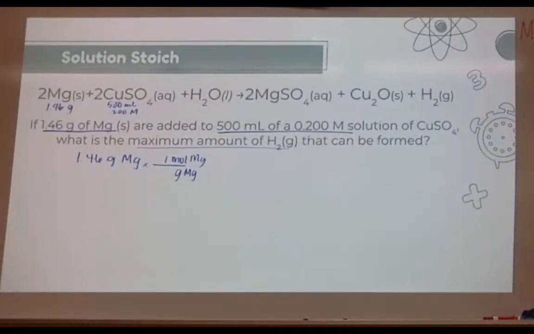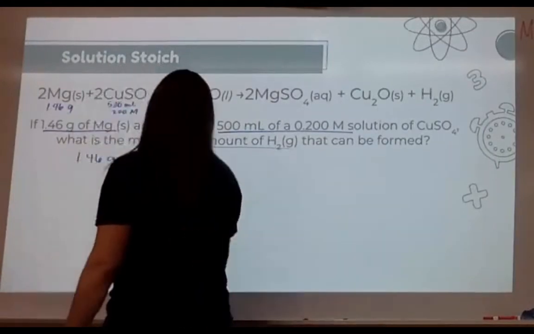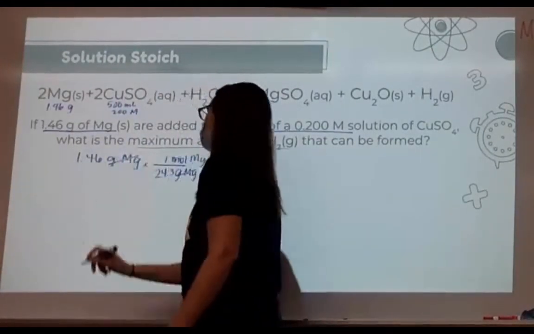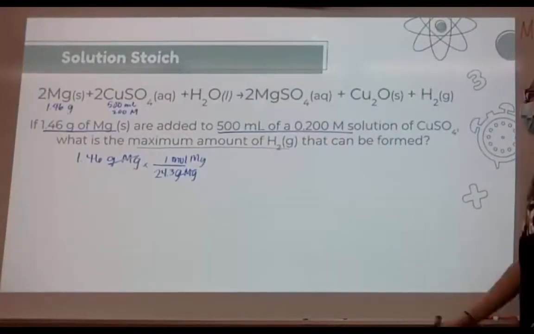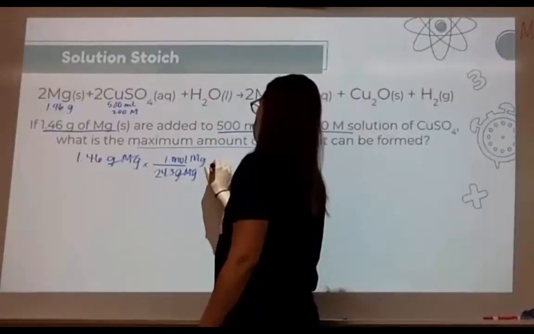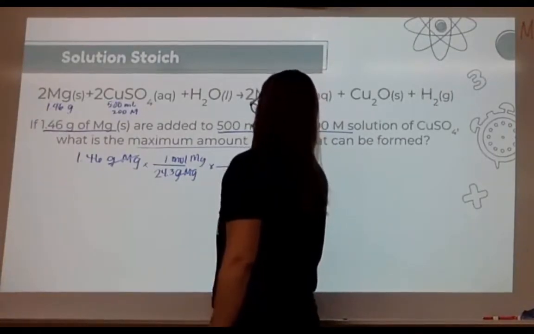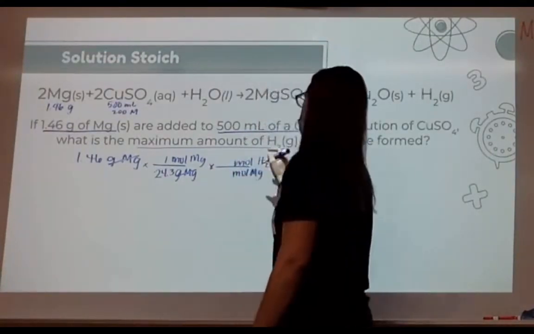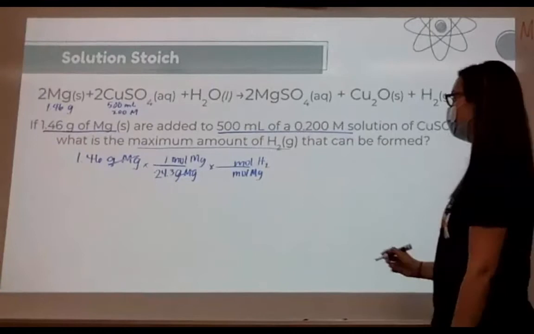From the periodic table, the molar mass of magnesium is 24.3 grams. Grams cancel, I'm at moles. Now I need to go from magnesium to hydrogen, because the problem is asking for information about H2.